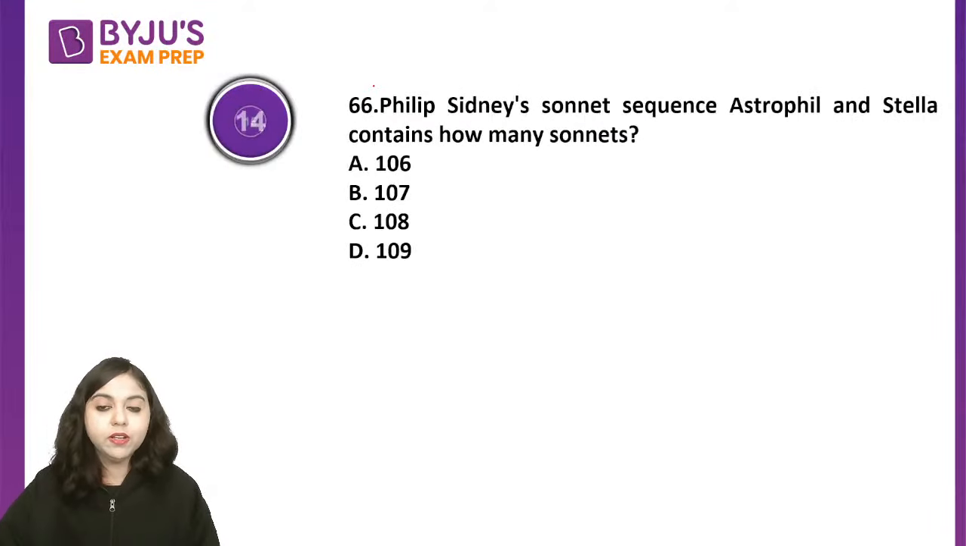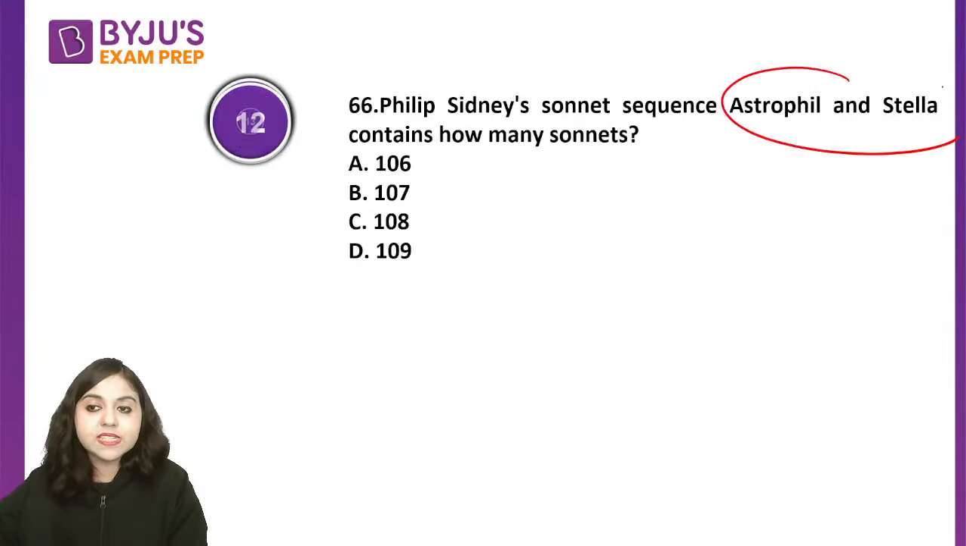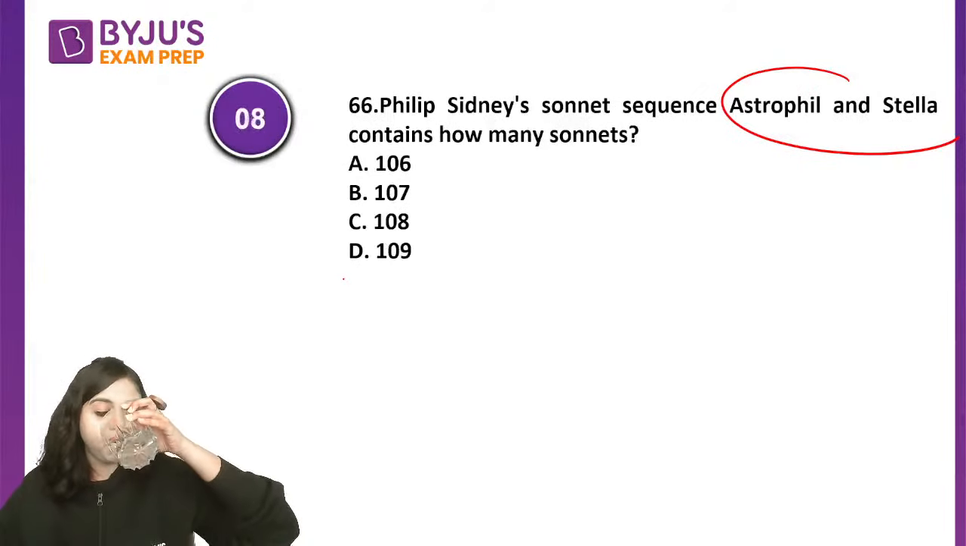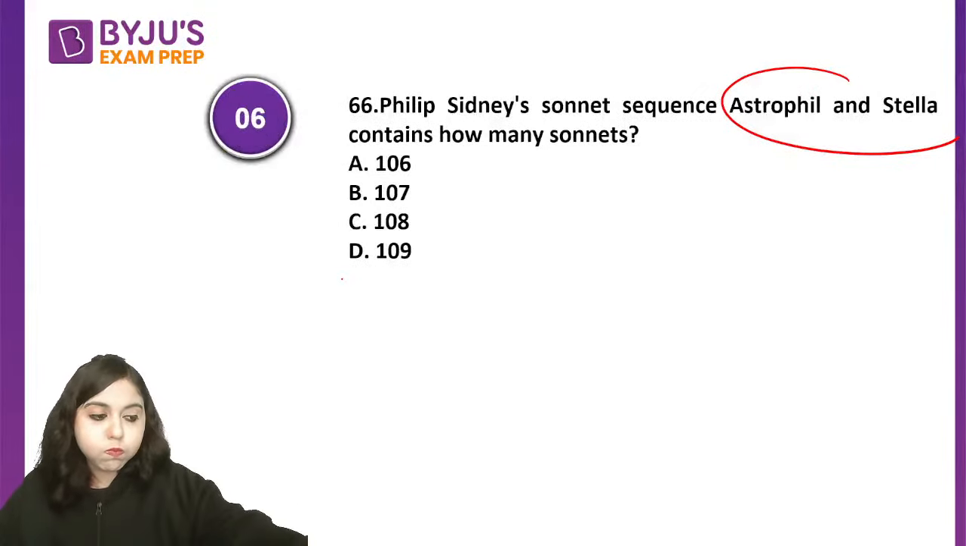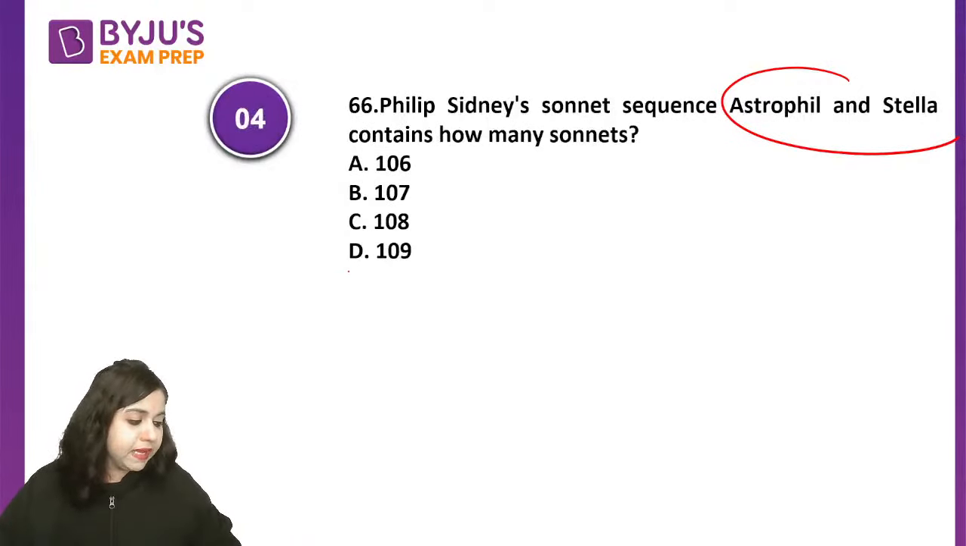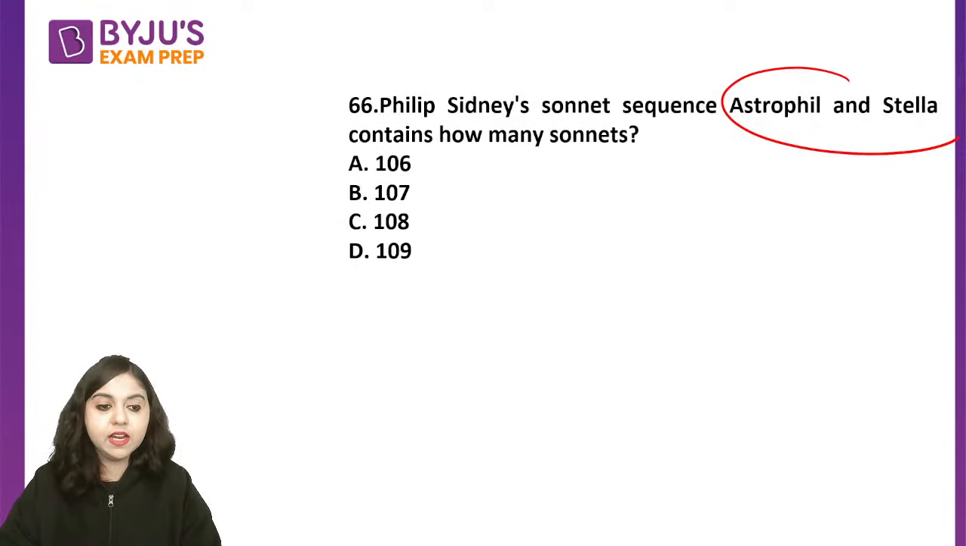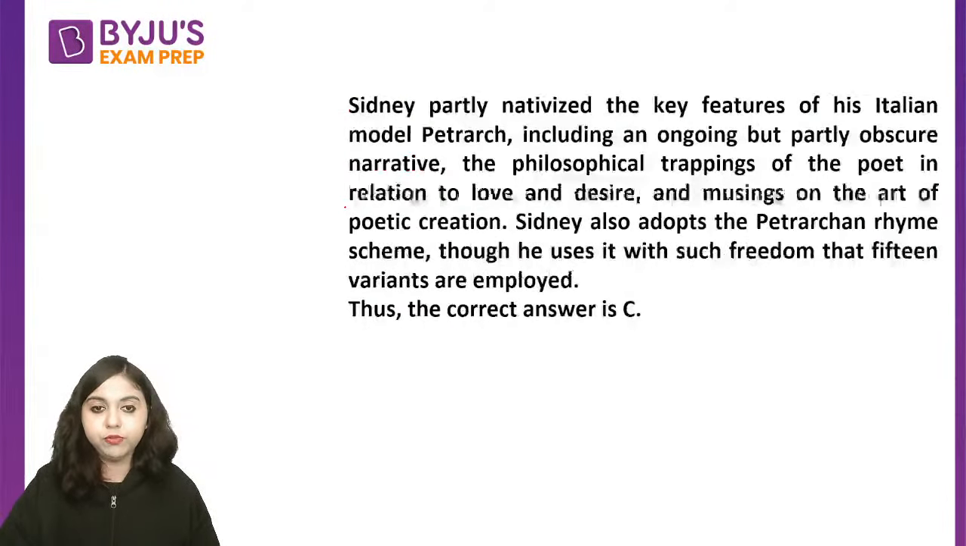This is important. So, Philip Sidney's sonnet sequence, Astrophil and Stella, contains how many sonnets? How many sonnets are there in Astrophil and Stella? 108, right? No explanation required over here.